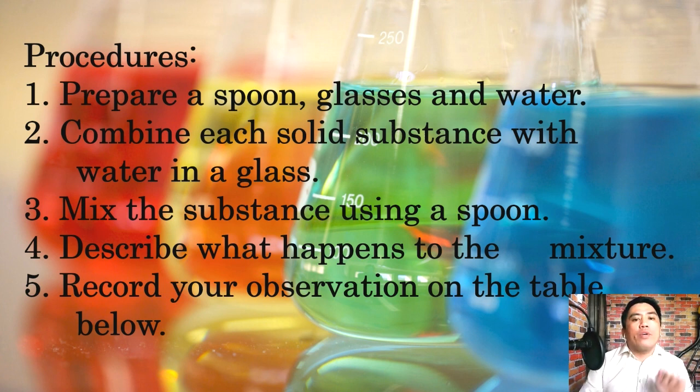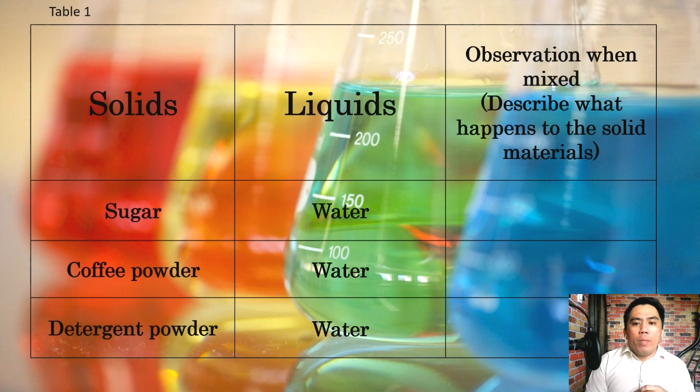Number 5 is record your observation on the table below. Okay, so after performing the different procedures in your activity, let us now answer the table found in your activity sheets. So remember that activity sheets will be uploaded in our classroom. Okay, so what are the solid materials we used in the activity? So we have sugar, coffee powder, and detergent powder. Okay. The liquids na ginamit natin ay water.